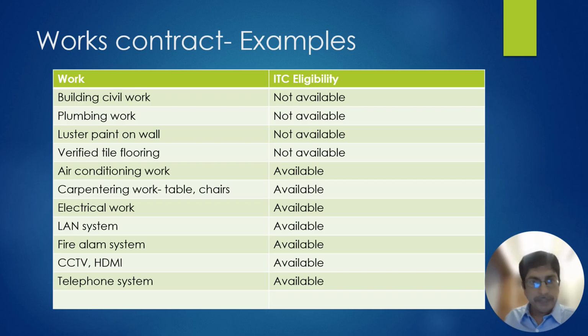Electrical work, even if it is concealed, you can very well remove it, fix it, replace it. Therefore, the GST credit is available. LAN system, same logic. Fire alarm system, it is kept on the floor. You can remove it without damaging the property. Therefore, the GST credit is available. CCTV, HDMI, GST credit is available because it is not fixed in such a way that it will cause damage to the property while removing.